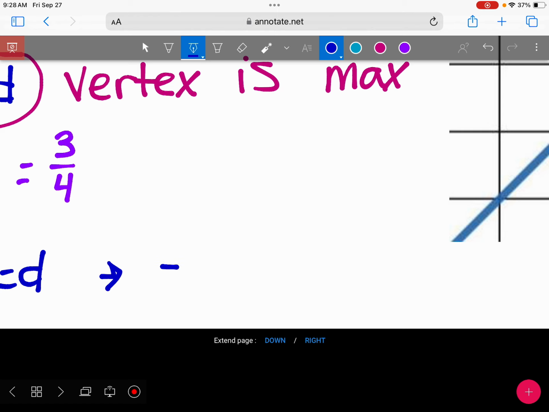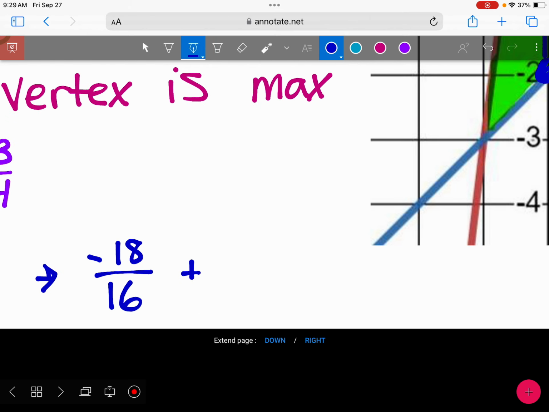So what is 3/4 squared? 9 over 16 times negative 2? Yeah, either way. You can either do it as negative 18 over 16, because we square our 3, square our 4, so it's 9 over 16 times negative 2 is negative 18 over 16. Or you can simplify it and realize that is negative 9 over 8. Also fine. Plus 3 times 3/4. What is 3 times 3/4? 9 over 4. Plus 5.